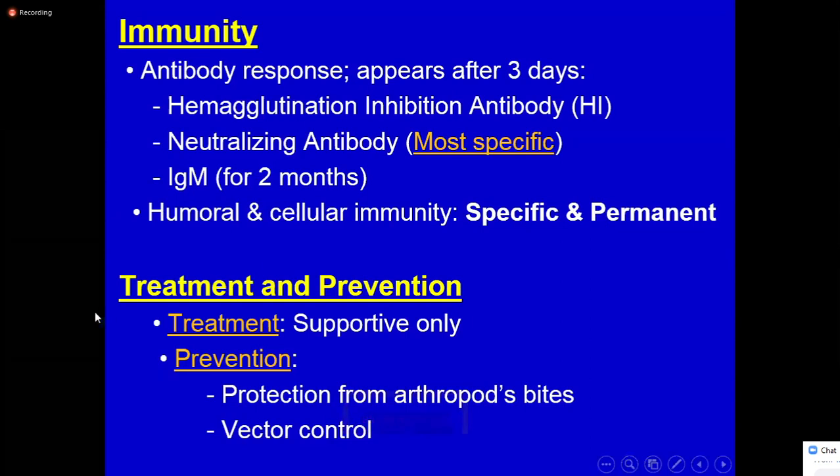Treatment and prevention, as you know, there is no specific treatment against viral infection. So supportive therapy, prevention or protection from arthropod bites, and vector control. Vector means the carrier of the disease, which is the arthropod insects.